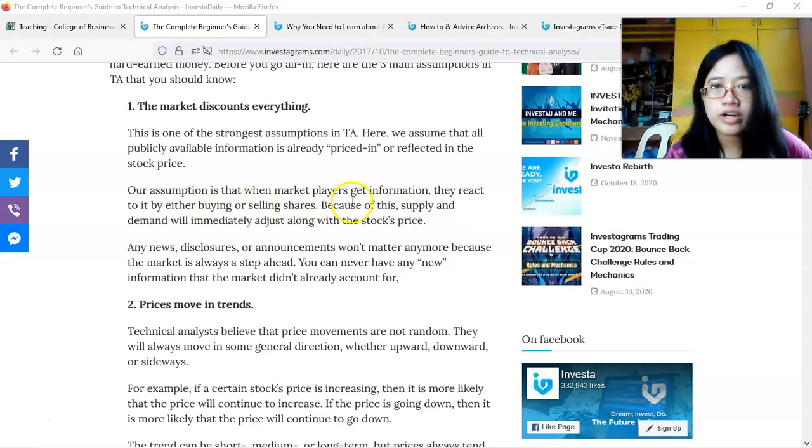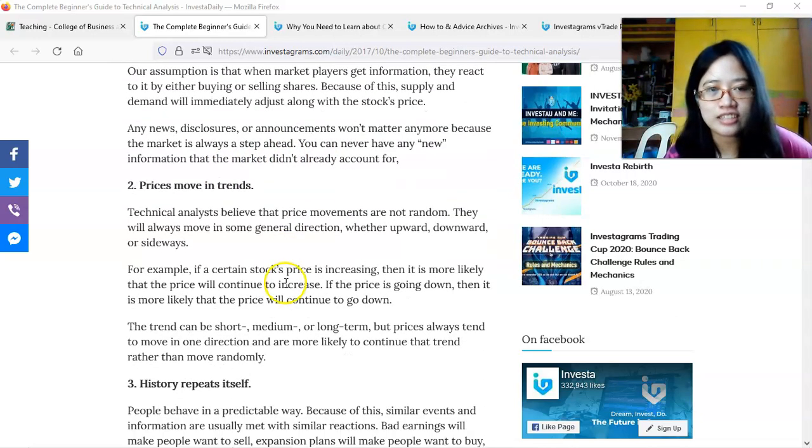Our assumption is that when market players get information, they react to it by either buying or selling shares. So because of this, supply and demand will immediately adjust along with the stock's price. Okay? Information pa lang, hindi pa tunay na nangyayari, pero there's a high possibility na mangyayari siya. Nagre-react na agad ang ating mga traders or investors. Alright? Any news, disclosures, or announcements won't matter anymore because the market is always a step ahead. You can never have any new information that the market didn't already account for. Okay, so bago pa nga mangyari, na-take into consideration na. Alright?